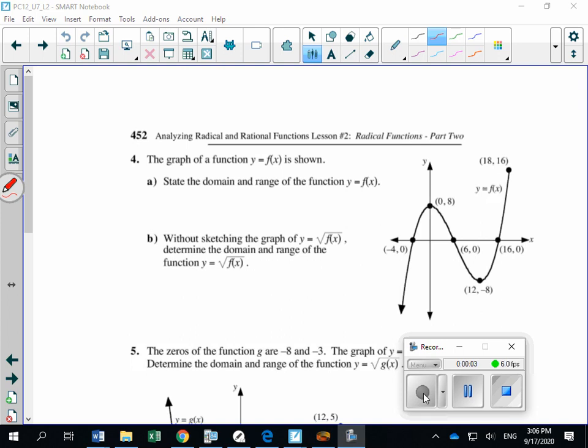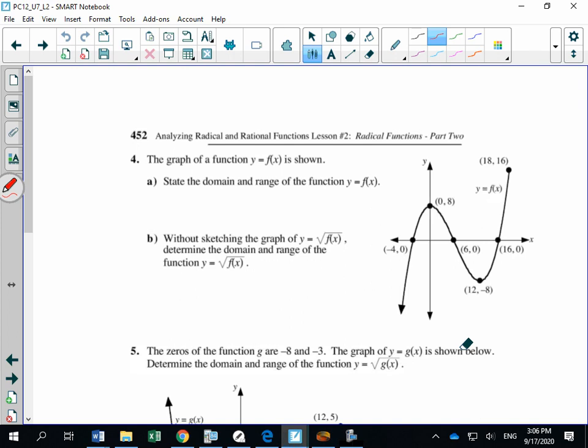In this video, I'm going to do a couple of homework questions from Lesson 1 in radical and rational functions. I specifically want to look at questions 4 and 5 on page 452 and how you would solve these questions. They're on domain and range, both very good questions to see if students understand this.